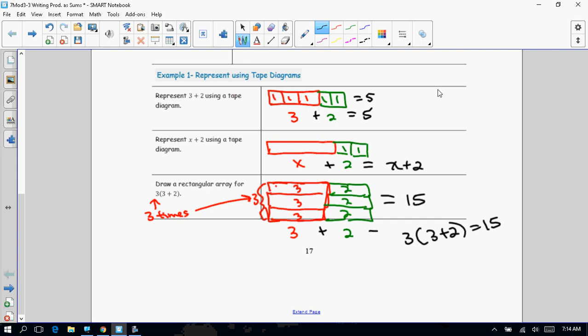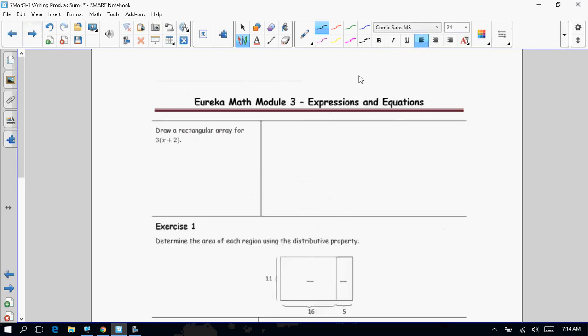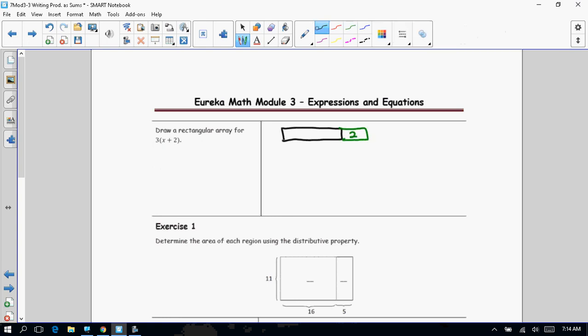All right, page 18. Go to page 18. Top of the page says draw a rectangular array for 3 times x plus 2, just like we did a second ago. So I've got my x plus 2, right? I don't know what x is, plus the 2, and I need how many of them? I need 3. Okay, I'm going to get 3 of those.